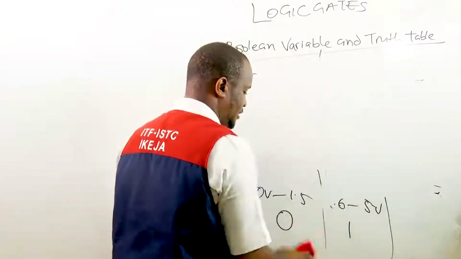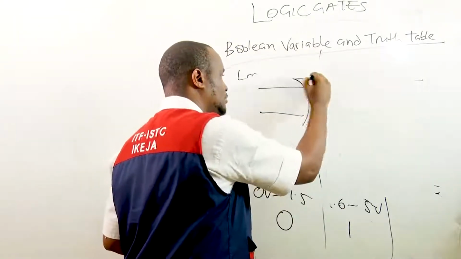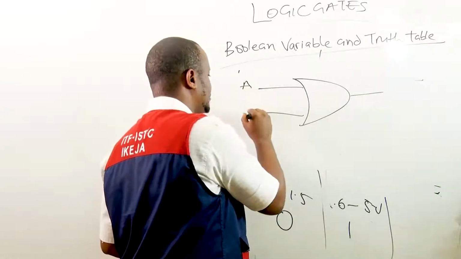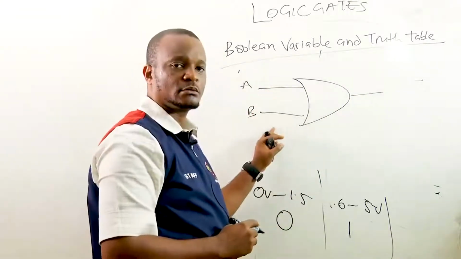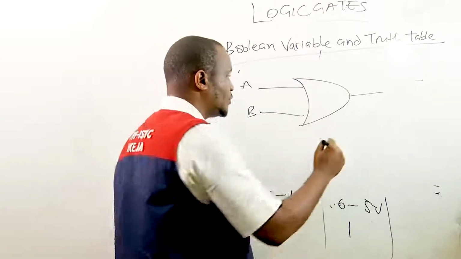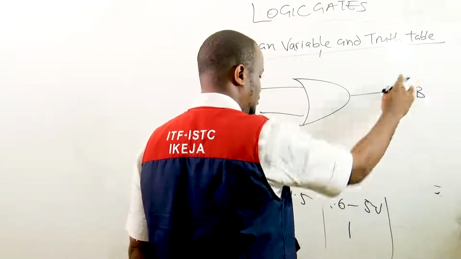Take for example, we have a 2-input OR gate. Okay? And then we have A and B. These are inputs to the OR gate. And then we have an output, and the output is A or B.